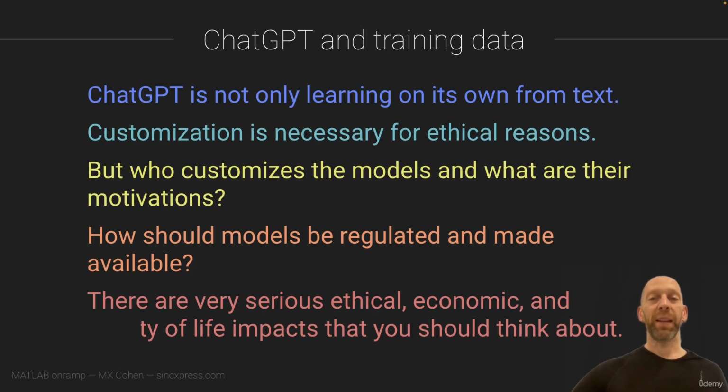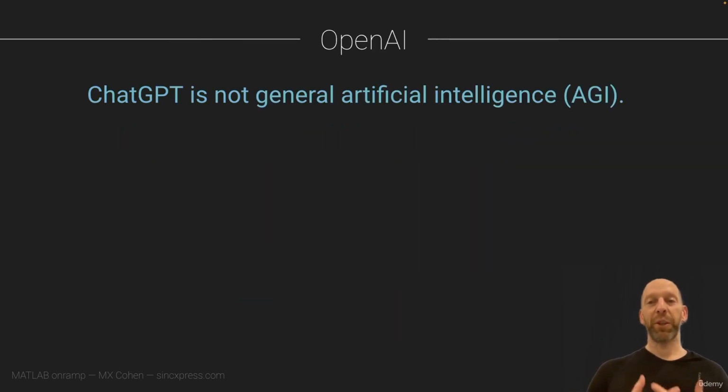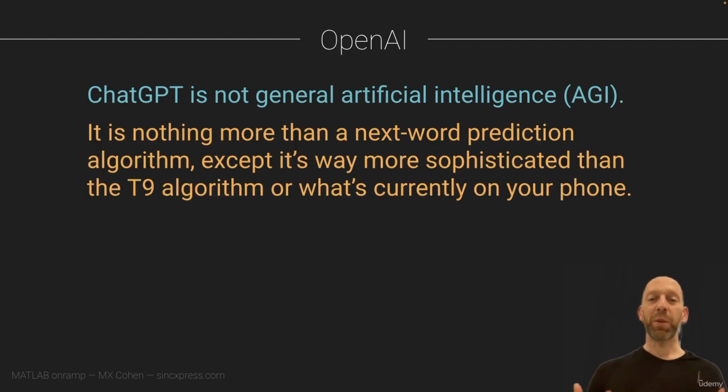Okay, now I'd like to talk more specifically about ChatGPT. ChatGPT is developed by a company called OpenAI. ChatGPT is not generally intelligent. That would be called artificial general intelligence, or AGI. So ChatGPT is not self-aware. It's not capable of doing things on its own. Instead, ChatGPT is just a next word predictor. That's all it is. It just predicts the next word to write.